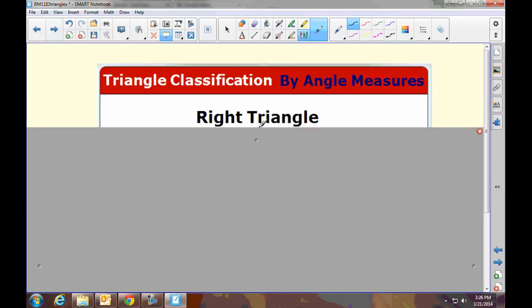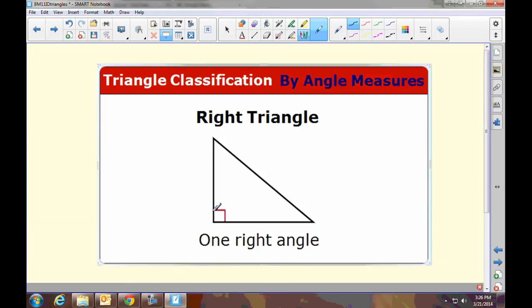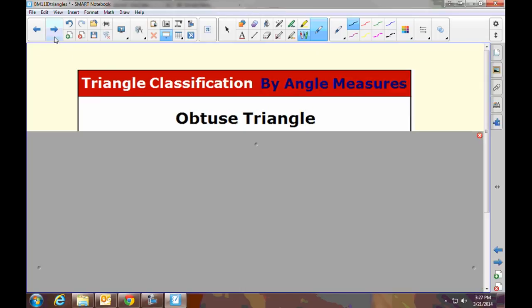Okay, the next one is a right triangle, and as the name implies, it has one right angle, usually identified by a box like this. Not always, but usually. Of course, we couldn't have two right angles. If we had a right angle here, that would mean this side of the triangle went like that. Whoops. And that wouldn't even make a triangle. So a right triangle is one right angle.